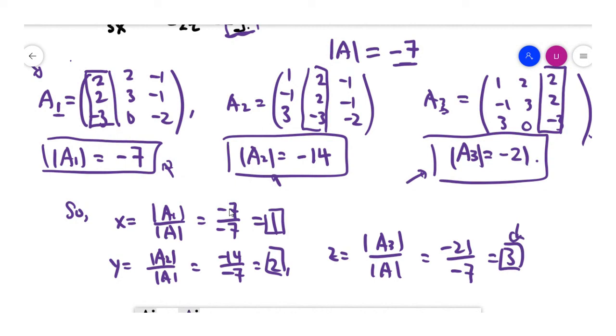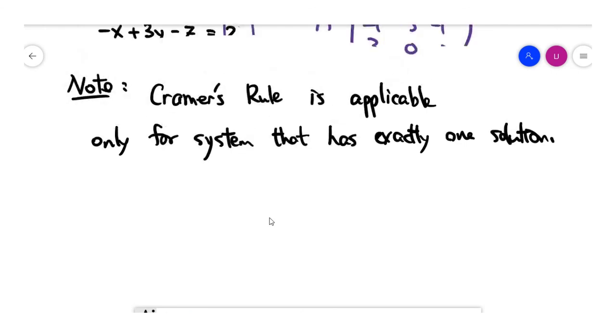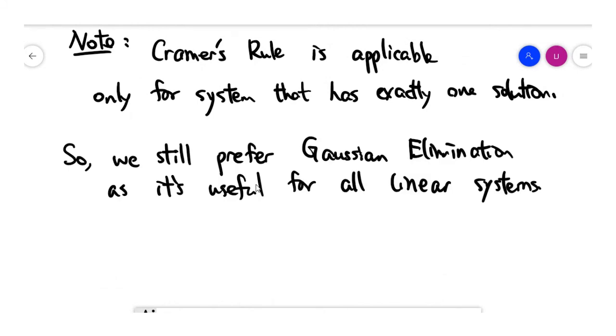And let me write a final note here. The note is that the current method, which is called Cramer's rule, is only applicable to systems that have exactly one solution. It just doesn't help us at all if the system has infinitely many solutions or no solution at all. And the other note is that that's the reason why almost all people still prefer to use Gaussian elimination in many cases, because it is more useful. It applies to all kinds of linear systems also. And that's the end of this video.